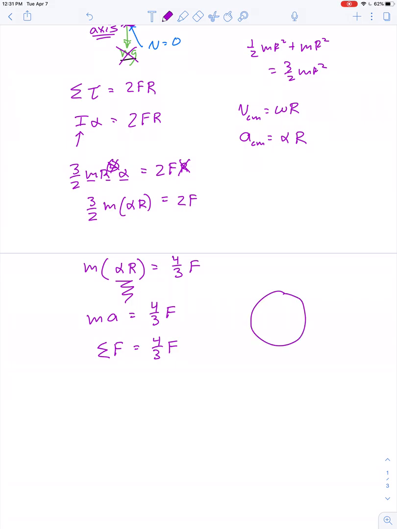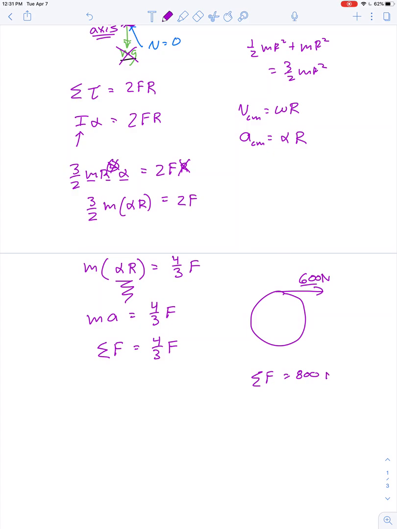That means if I pull with a force of 600 newtons, that's just one of the multiple forces that acts on this object. The net force would be 4/3 of that. So let's see, mental math. 1/3 of 600 would be 200, and then 200 times 4 would be 800.